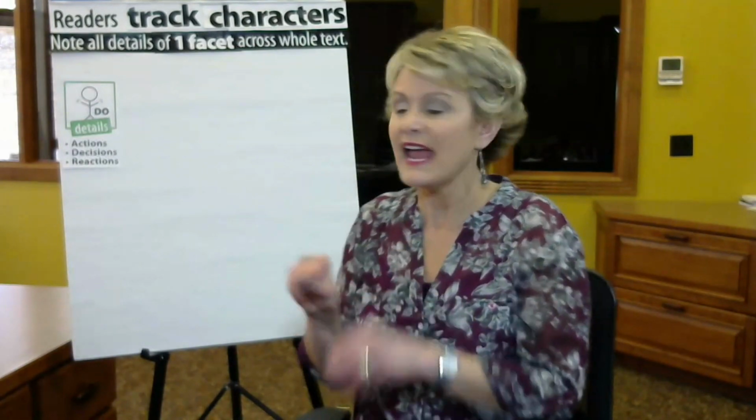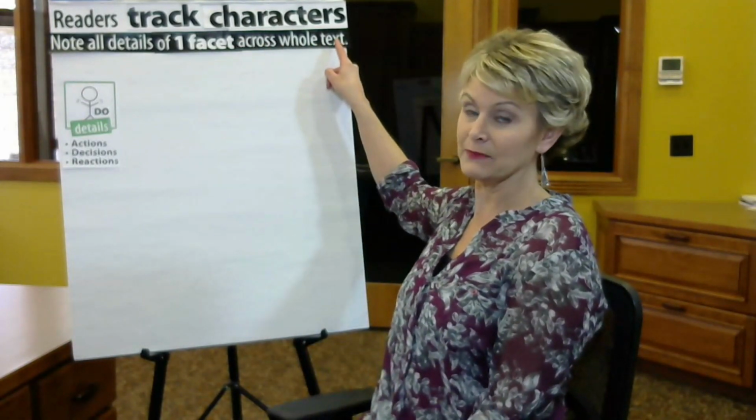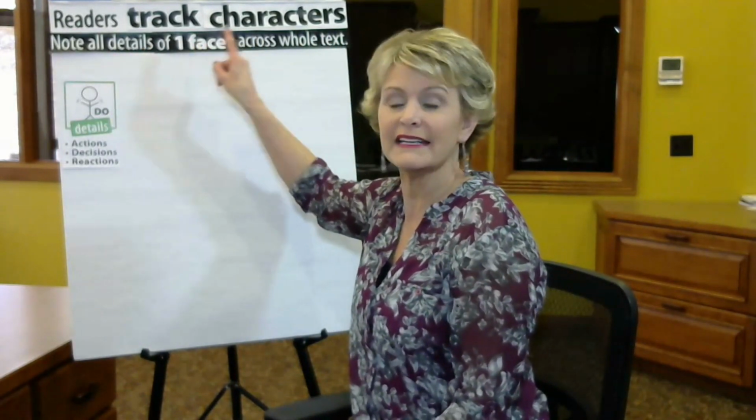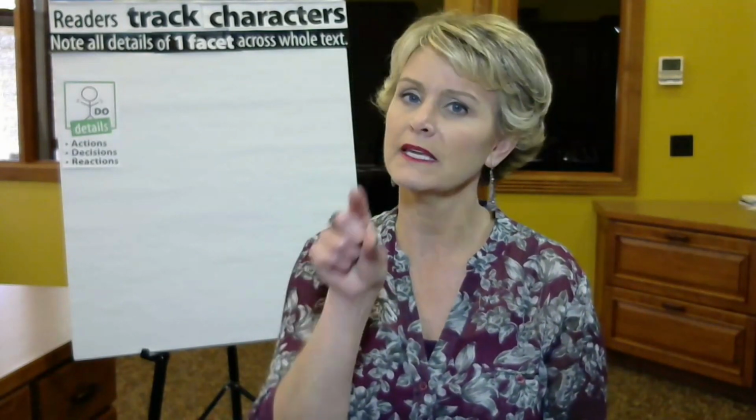In this lesson series, we're learning all about tracking a character, how to go back into a text and look across the whole thing, beginning, middle, and end, and collect every detail we can about one single character. We're doing this because authors develop characters. They sprinkle lots of little details all throughout the text to help the reader better understand and appreciate characters. When authors sprinkle these details in, nothing is by accident. If the author put a detail in there, he wanted you to notice, and there's a reason for it.